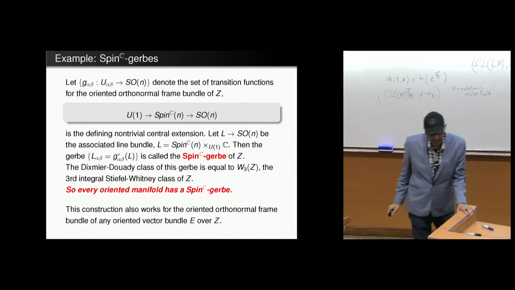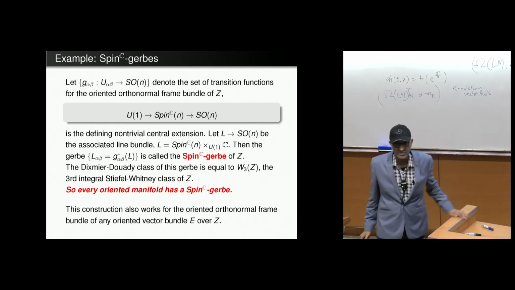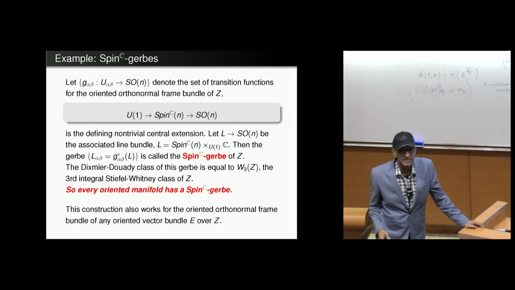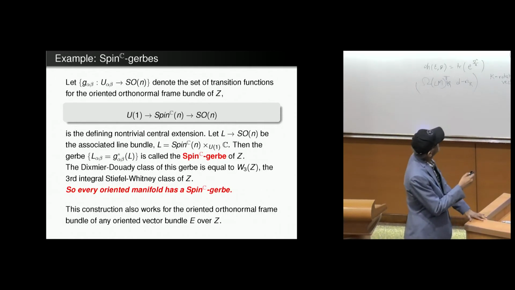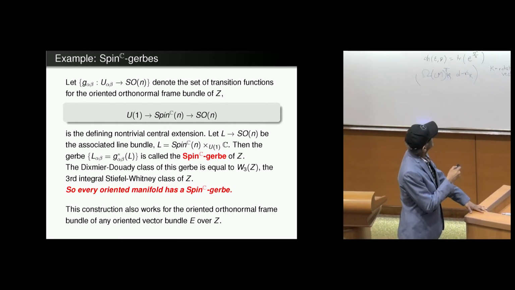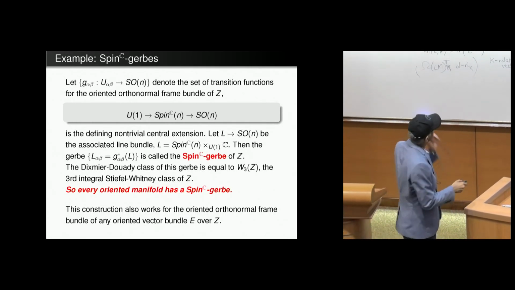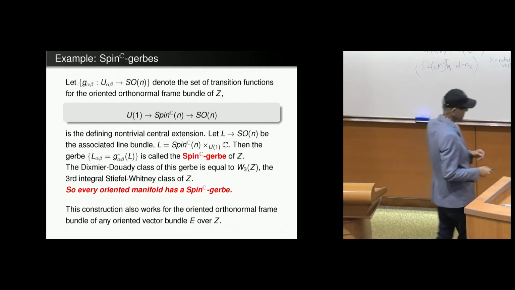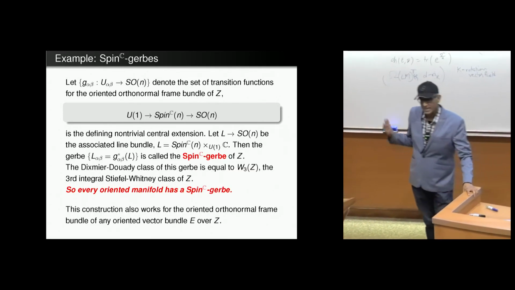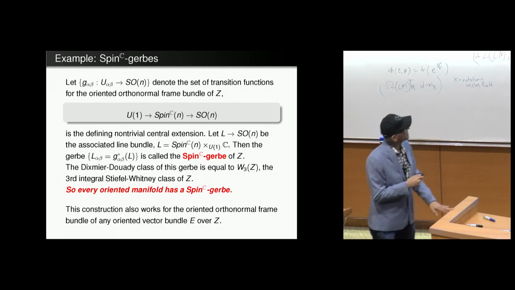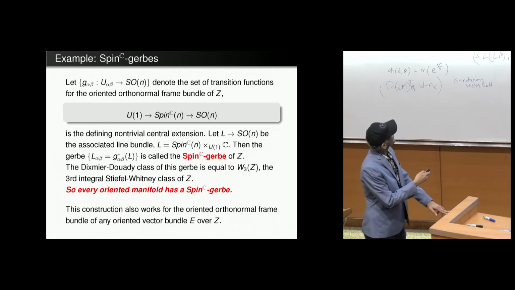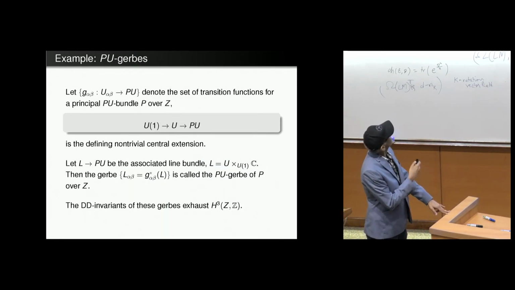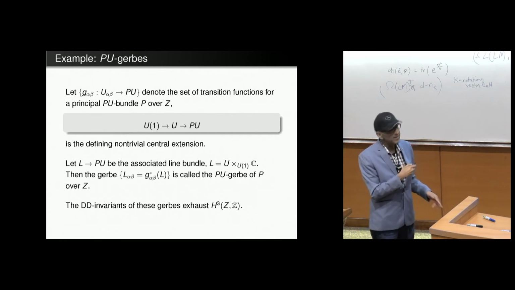And the Dixmier-Douady class of this gerb turns out to be exactly the third integral Stiefel-Whitney class, W3. And so every oriented manifold has a spin C gerb. It also works not just for the tangent bundle, but for any oriented vector bundle. And this is kind of like the universal case.